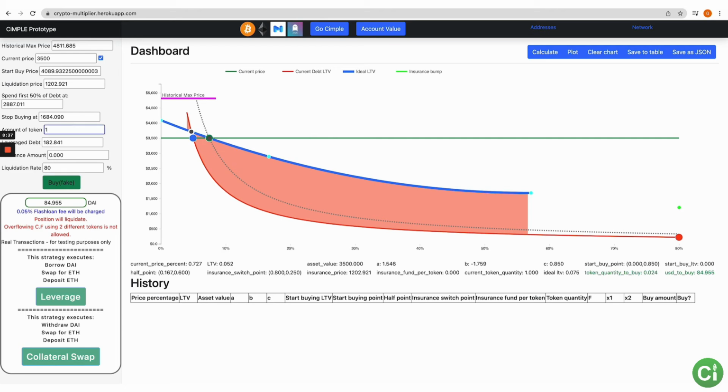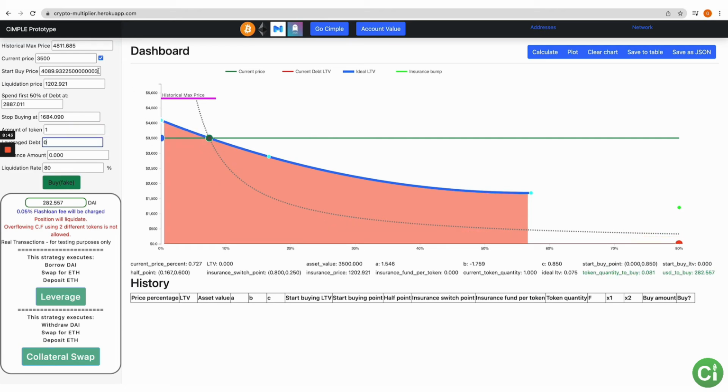So yeah, let's bring it back to 1 token, okay? And let's get rid of the debt. And so we have no debt. And if the current price is 3,500, we could take on that 282, so same numbers we've been using. And if you bring it up here, it's only bringing in 129, right?